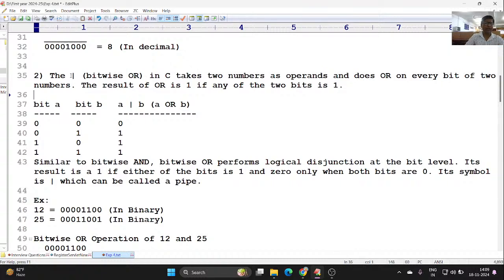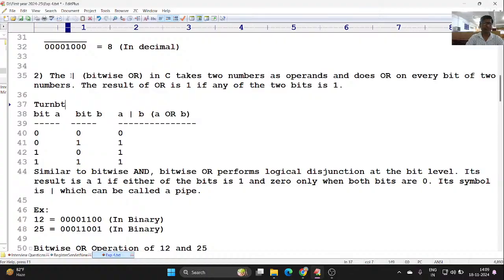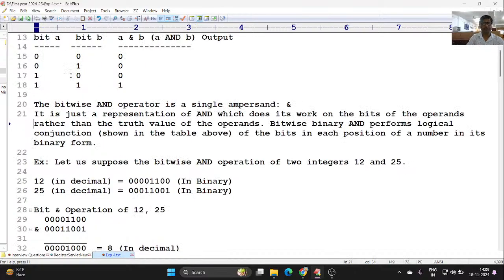Okay, let's look at the truth table. So here is the truth table of bitwise OR. I have bit A, similarly bit B, and here I'm performing bitwise A OR B, and this will be the output. So let me scroll up.